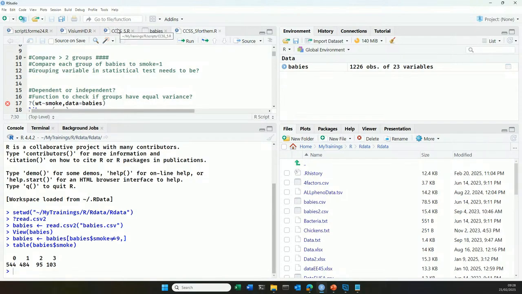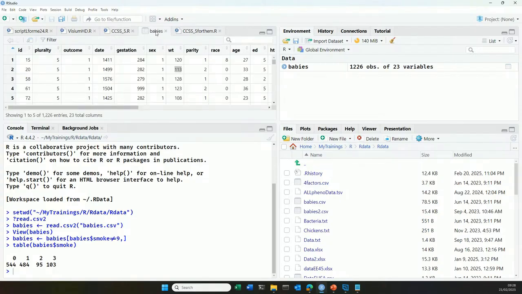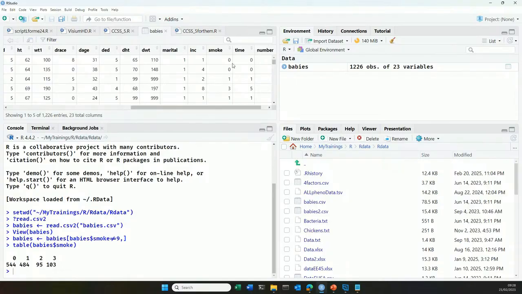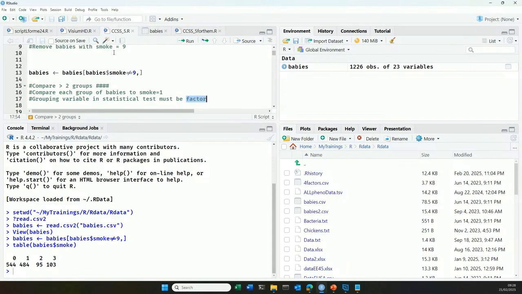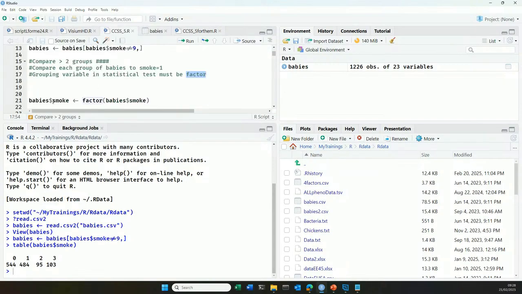Indeed, what is the grouping variable in our data? So the column that defines the groups in our data is the smoke column. So this is the thing that we need to factorize. How? Well, you replace the smoke column by a factorized version of the smoke column.